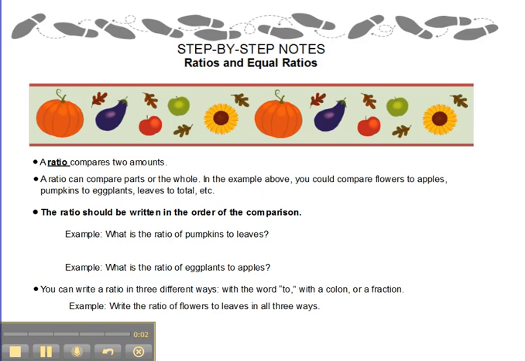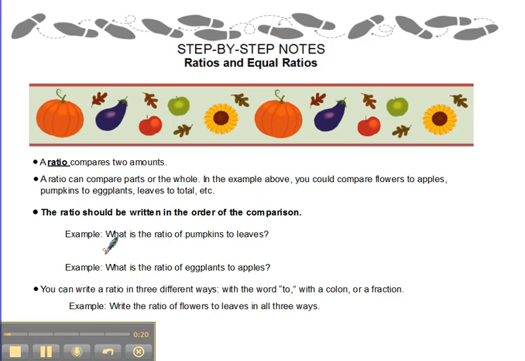Step-by-step notes, ratios and equal ratios. A ratio is a comparison. A ratio can compare parts or it can compare to the whole. In the example above, you could compare flowers to apples, pumpkins to eggplants, leaves to total, etc. The ratio should be written in the order of the comparison.